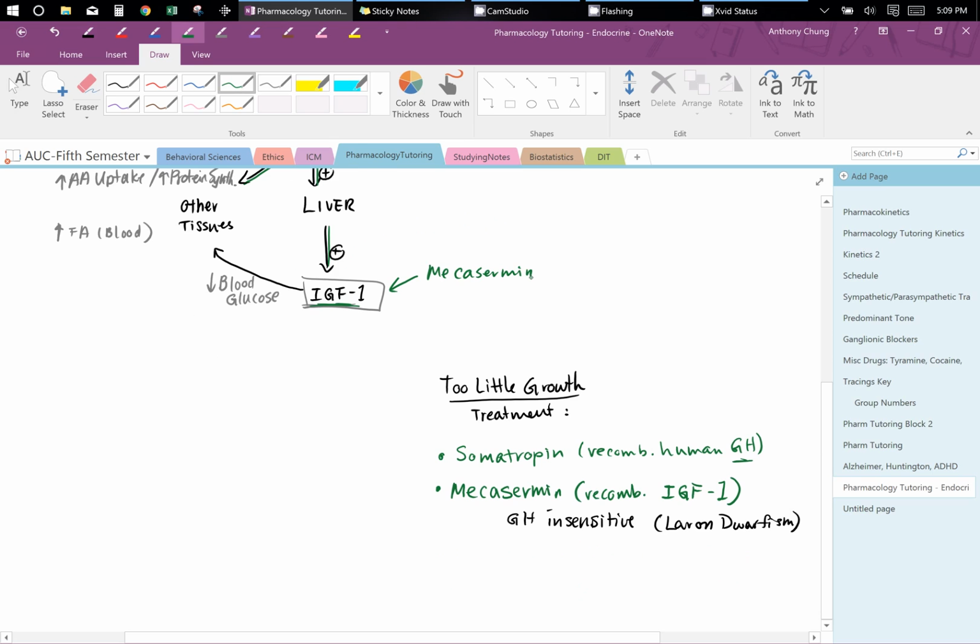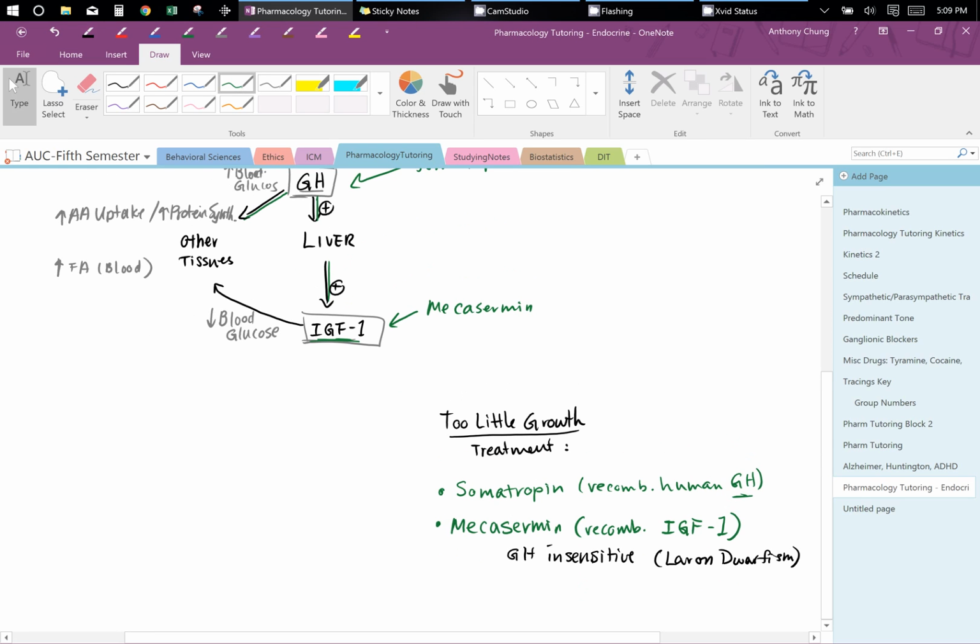Okay, so this is pretty straightforward. There are only 2 main drugs for cases where you want them to grow a little bit more. And now we're going to talk about what you use if they're growing too much. So acromegaly type of problems. So to treat too much growth, like acromegaly, treatments.